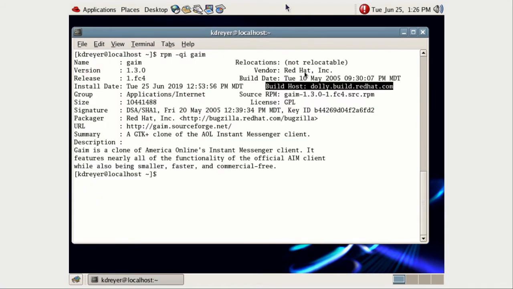In a similar way, I could run another RPM command, rpm -qi with an RPM name. This showed me the exact build host for this RPM. Whoa, what is this special redhat.com host? I can't ping it, that's for sure.